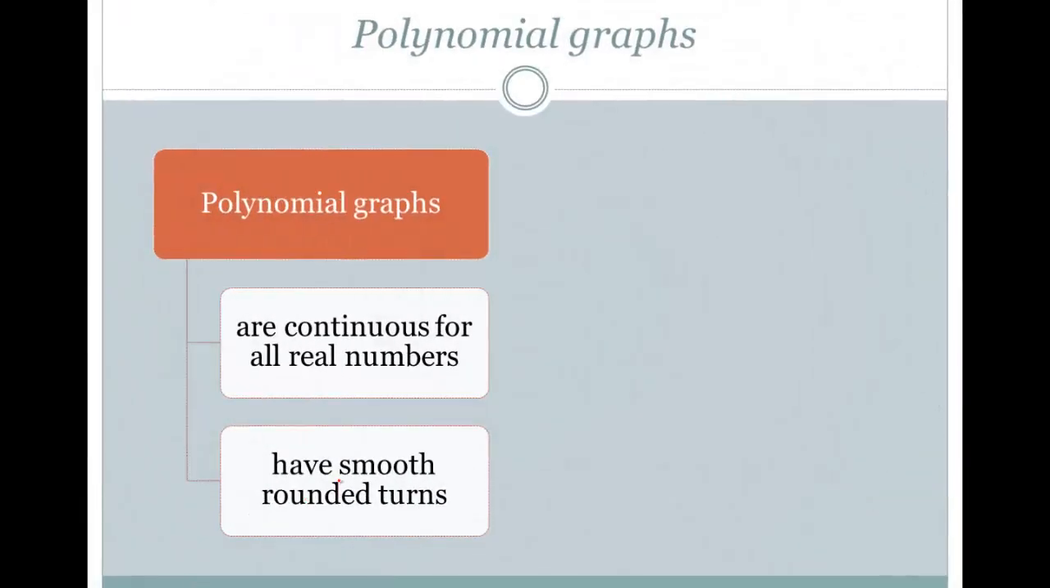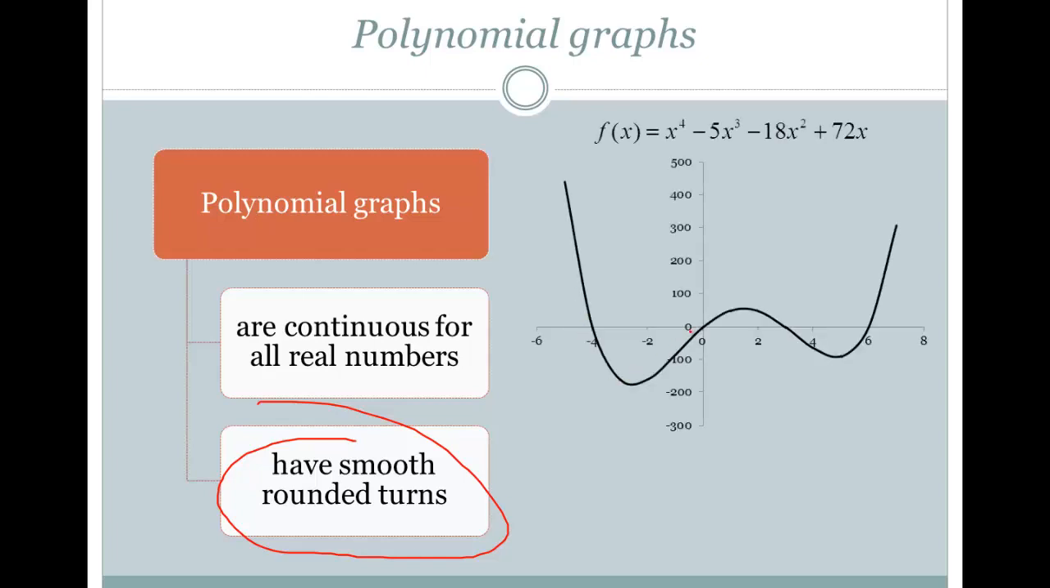Polynomials are continuous for all real numbers. And I want to make a note of this: rounded, smooth curves. Polynomials don't have any holes. They're continuous for all real numbers, and there's no sharp turns. Here's an example right here of a polynomial. This is of degree 4. Remember, we talked about degree last week. And I want you to note the rounded, smooth curves here.